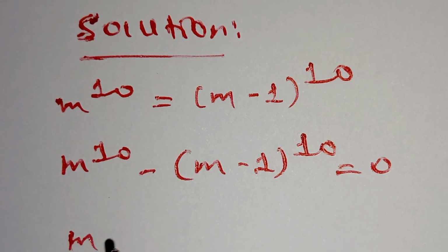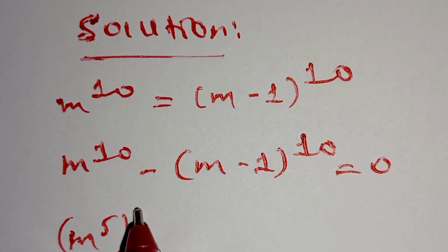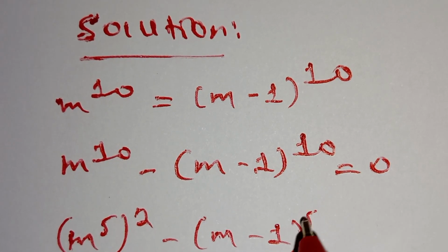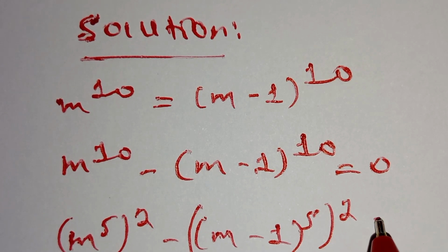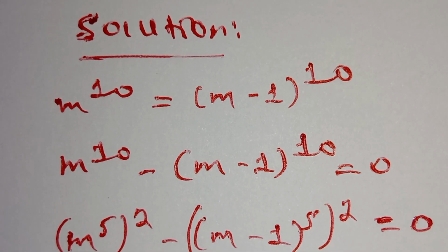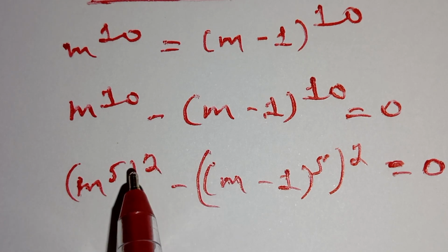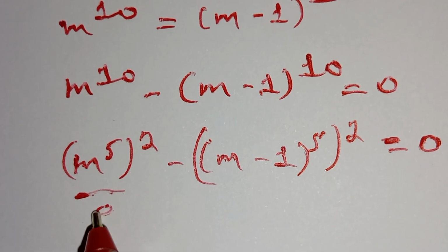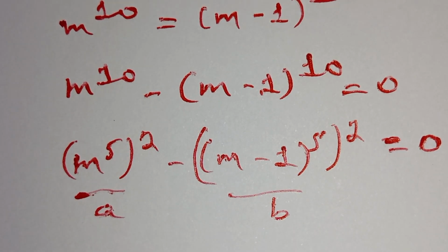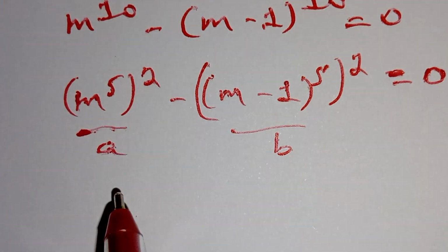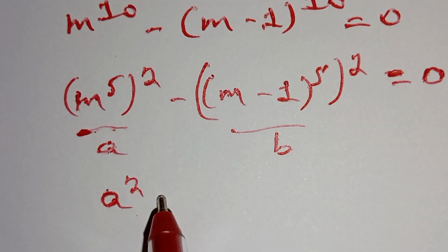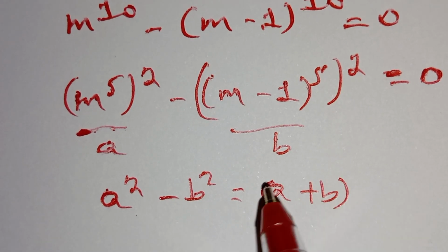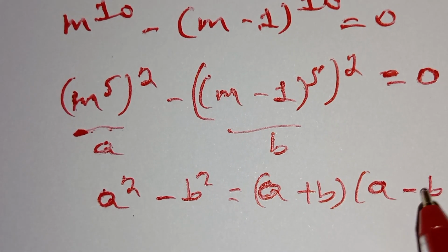This is the same as (m to the power of 5) squared minus ((m minus 1) to the power of 5) squared, which is equal to 0. Since 5 times 2 is 10, if it is a and if it is b, this is the same as a square minus b square, which is the same as a plus b times a minus b.